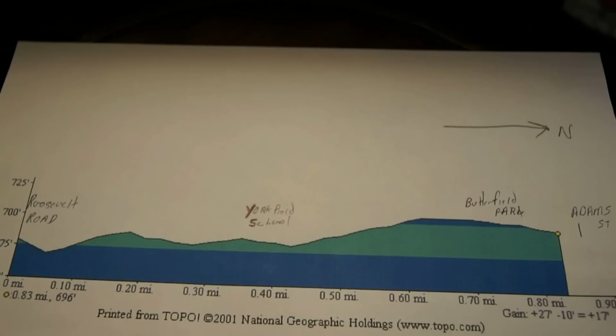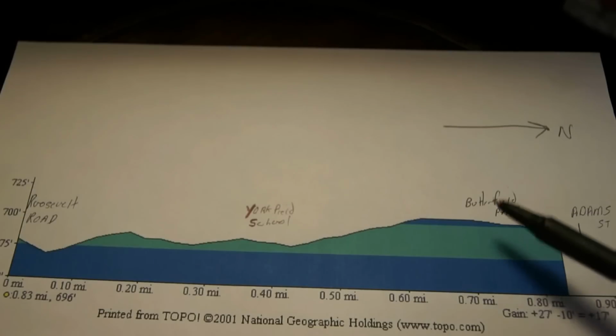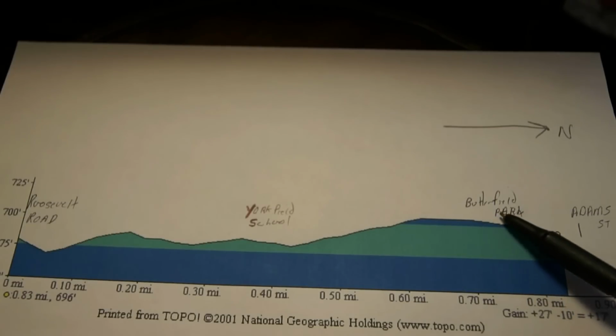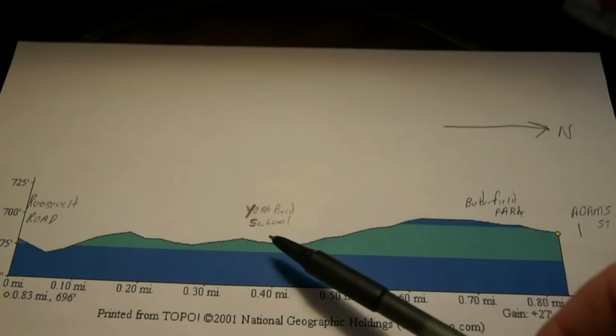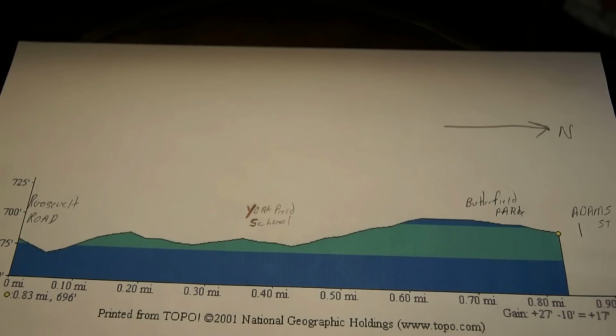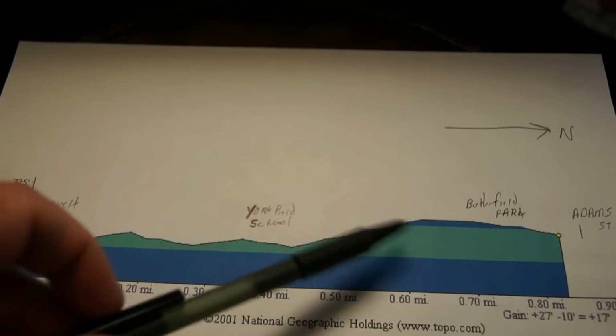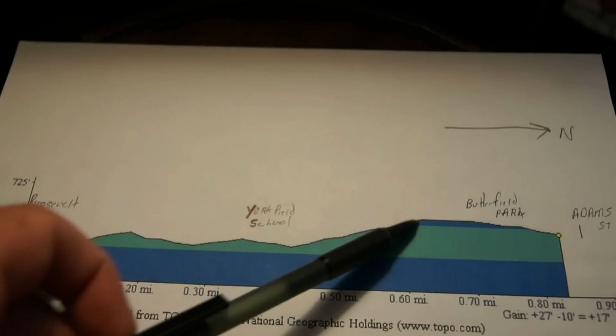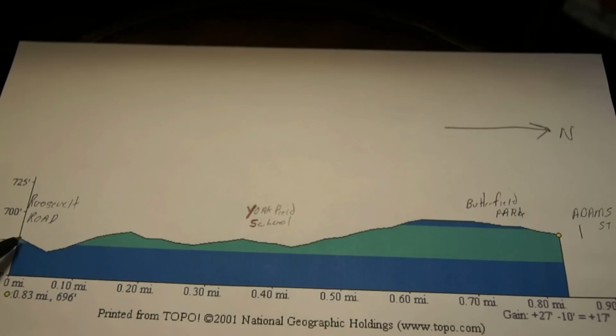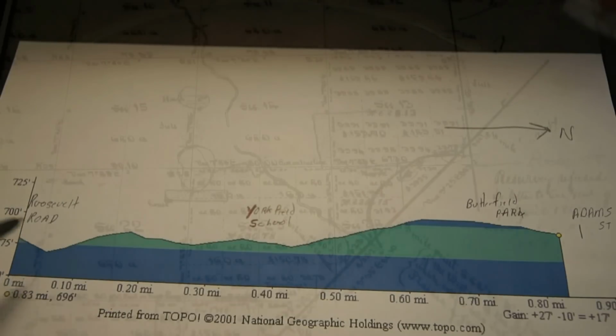Here's another one. Now this one runs at a slightly different angle. It's north to south, with Butterfield Park being the far northern part of the graph. In the middle is the location of Old Yorkfield School, kind of where it levels out. And way off to the side you can see Roosevelt Road. So again, you're seeing a drop from 700 feet above sea level to 675 feet above sea level, a minimum distance of 25 feet.